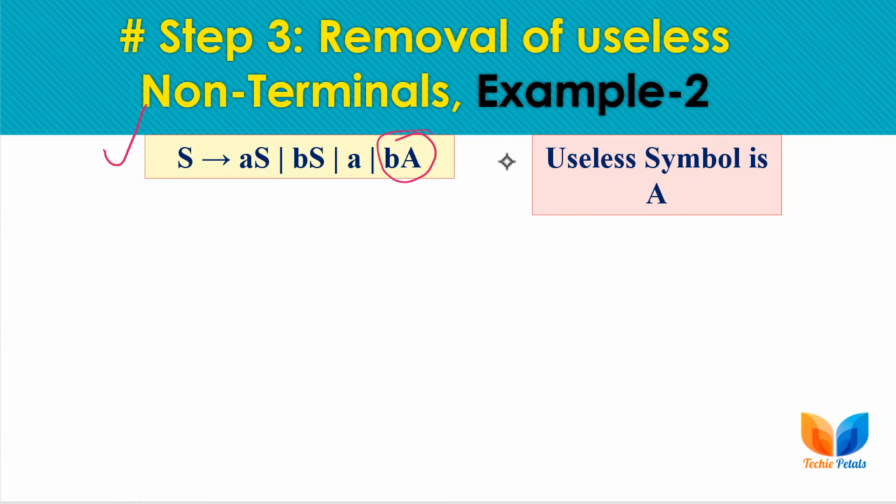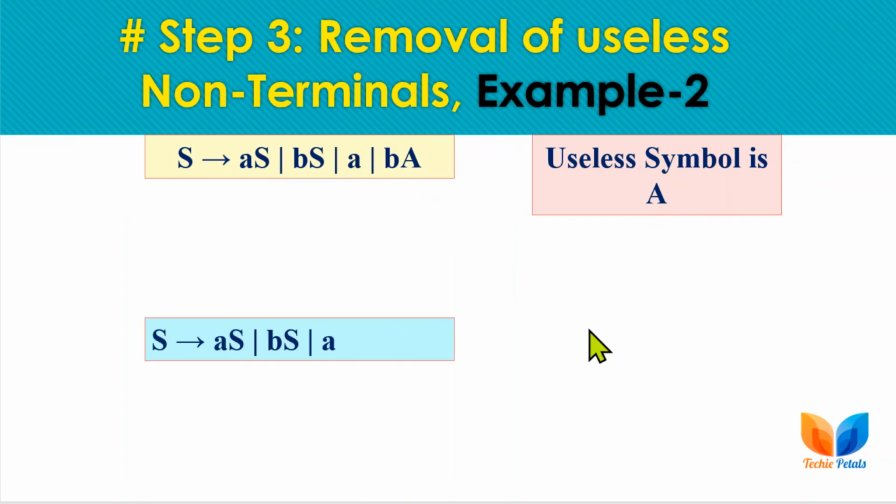So we can say that A is useless here because A is not terminating with any string of terminals, or any string of terminals and non-terminals. So A is useless here, and we can remove this production rule from the grammar, as it will not lead to any terminating string. So here is the simplified grammar after removal of this particular useless symbol from the grammar.